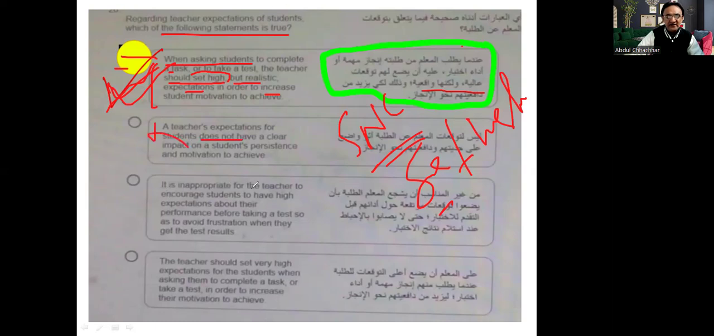Okay, so the answer is the first, because we set high expectations. How do we know? Check the standards. It is very clearly written to set high expectations during your teaching. Okay, a teacher's expectation does not have a clear no. It's not appropriate for the teacher. No, the teacher should set very high expectations for the students when they ask them to complete a task or take a test in order to increase their motivation. However, this is talking about expectations only in order to increase students' motivation. Overall, we have to set high expectations, not only when asking them to complete a task. It's not only during the task, it is overall that we set the high expectation. Even our curriculum is based on high expectations. We cannot set a low expectation. Option one is correct.